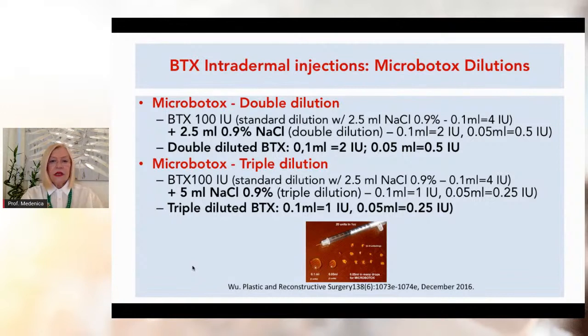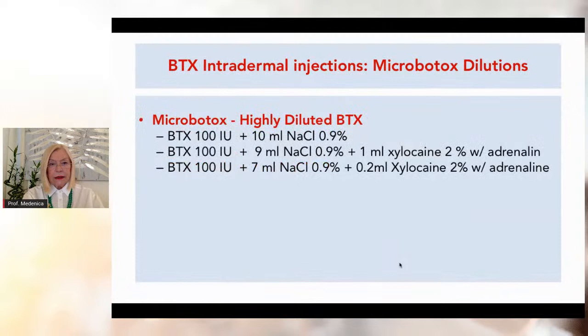And as you can see on this photo, the original photo from the first lecture of Wu, the drops are different when you dilute with standard dilution, or with double or triple dilution for the Microbotox technique. Also, you can dilute Microbotox very, very highly, adding 10 milliliters of sodium chloride, or combine 9 milliliters of sodium chloride with 1 milliliter of xylocaine.